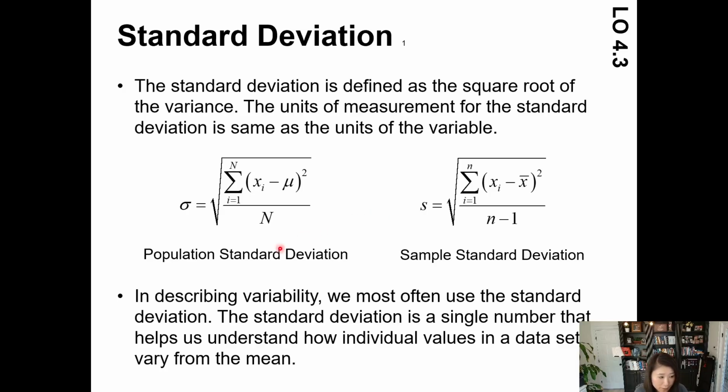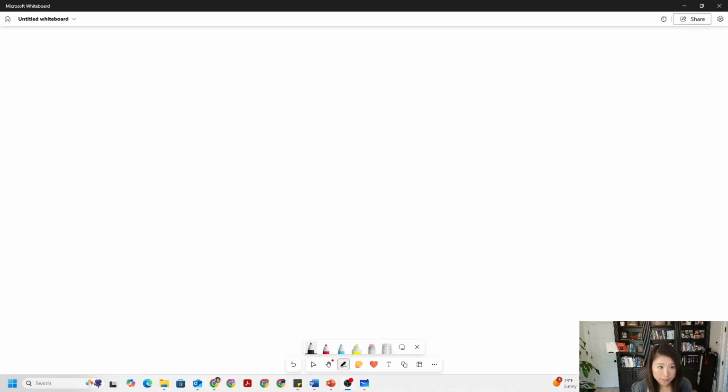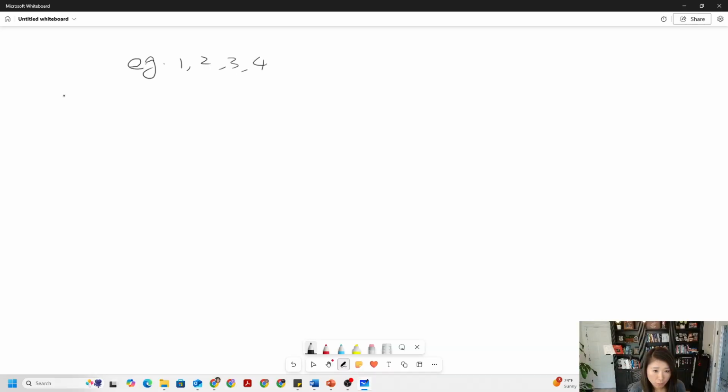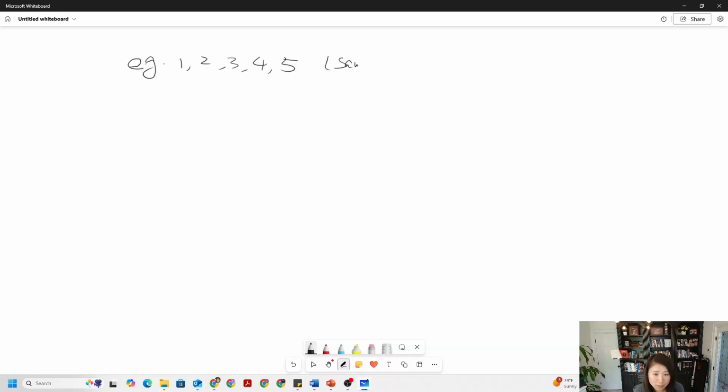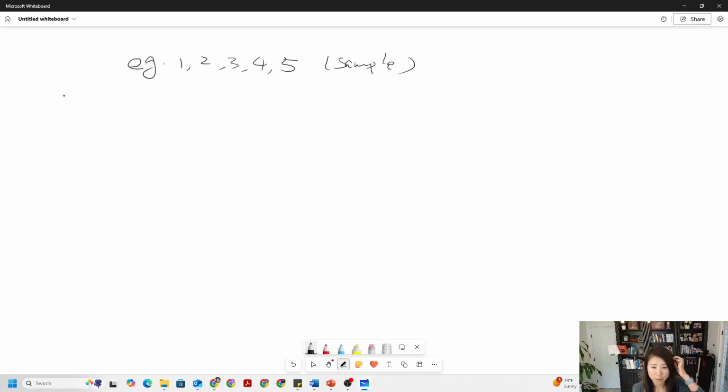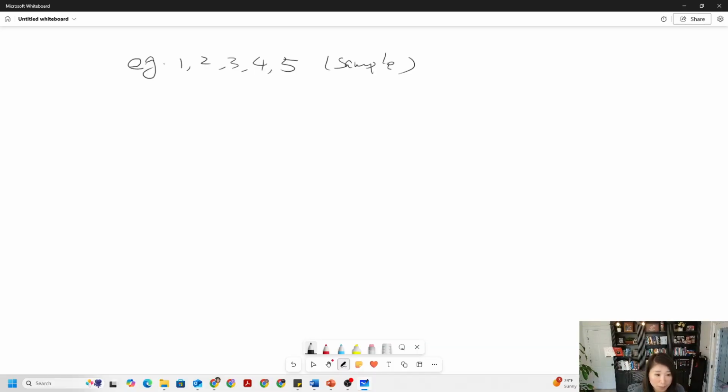Before we move on to the standard deviation, let's look at an example together. Let's say the example here is 1, 2, 3, 4, 5. I don't want to make it easier. First I'm going to treat this as my sample data, so make sure you divide by n minus 1. We have 5 observations. In order to calculate the sample variance, I always need to get my sample mean first. My sample mean equals 1 plus 2 plus 3 plus 4 plus 5, divided by 5 observations. So my numerator is 15, divided by 5. So my sample mean is 3.